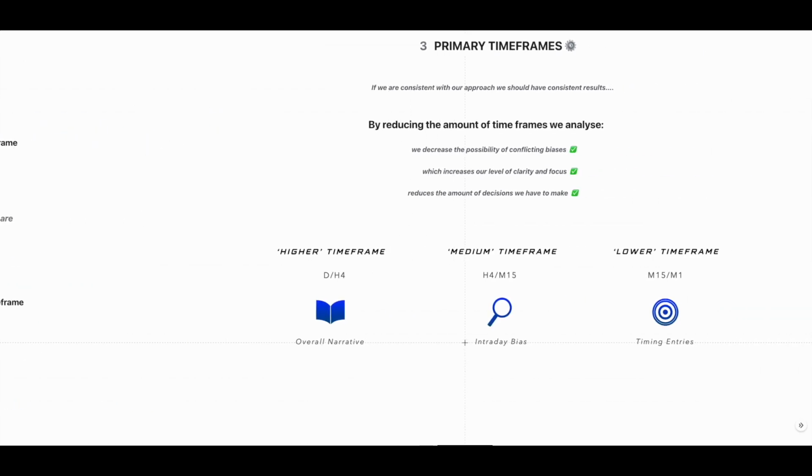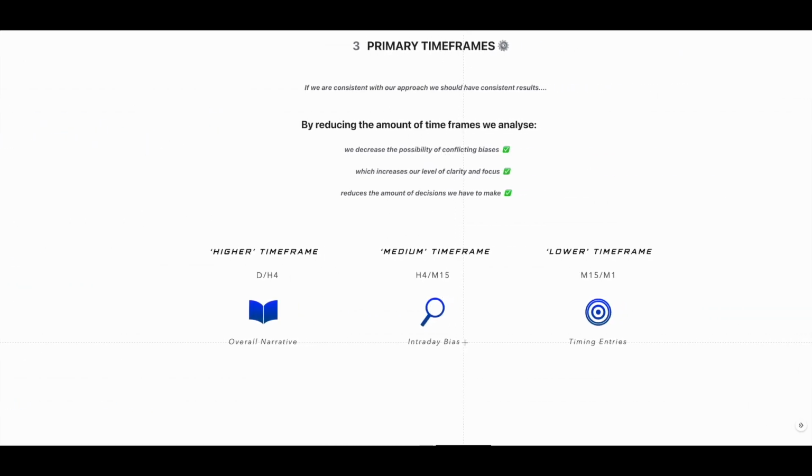So what we're now going to do is expand on the idea of using primary timeframes in order to make your multi-timeframe analysis as mechanical as possible. Because if we are consistent with our approach, we should have consistent results. Okay, great. So what does this actually mean?